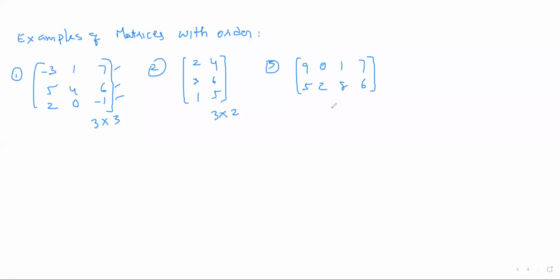What is the order of this matrix? 2 by 4, sir. 2 rows and 4 columns. Next. 1, 3, 7, 9.